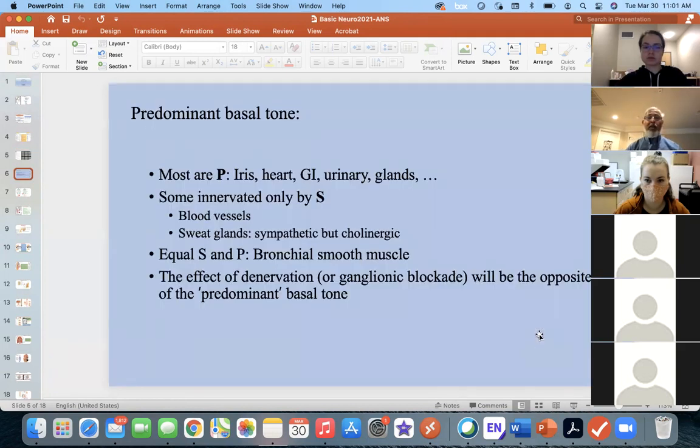Now, one term that we sometimes use is predominant basal tone. So now, under resting condition, which one will mainly control the basal tone? Most of the time, we are not in fight and flight mode, right? Most of the day, we are in rest and digest mode, like when you are doing your regular experiment or something. So that is more parasympathetic, right?